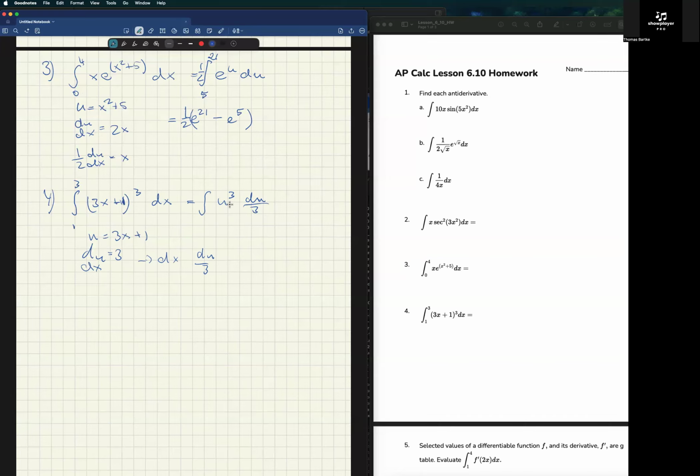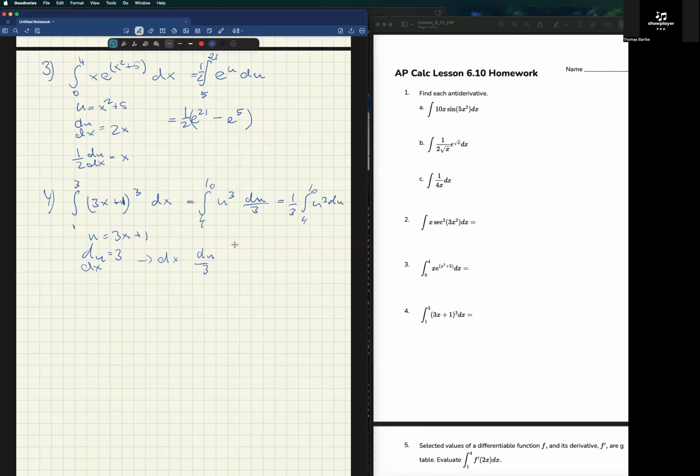So we have u to the 3rd power du over 3. That means this 1/3 here is going to go in front of the integral, right? So it's going to be 1/3 of the integral of u cubed du. Now let's work out the boundaries. The lower boundary, we plug in 1 for x. That's 3 plus 1 is 4. And the upper boundary is 3 times 3 is 9 plus 1 is 10. And then we're going to carry this forward here, 4 to 10.